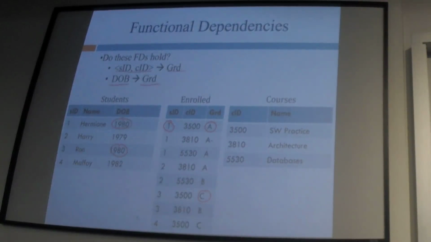Is it also the A minus? Yeah, so that's actually another good point. This 1980 also has an A minus. That's another violation of this functional dependency.